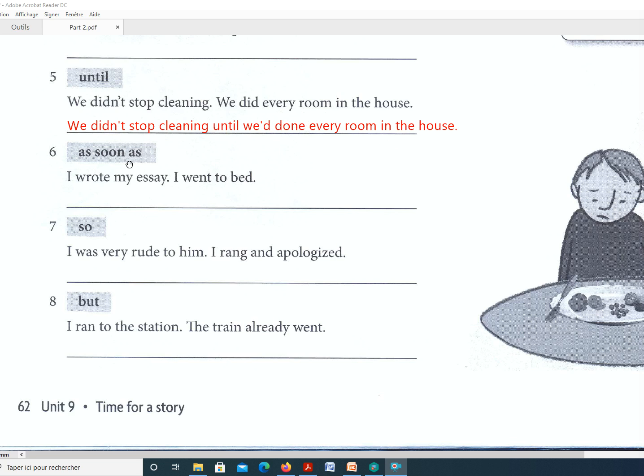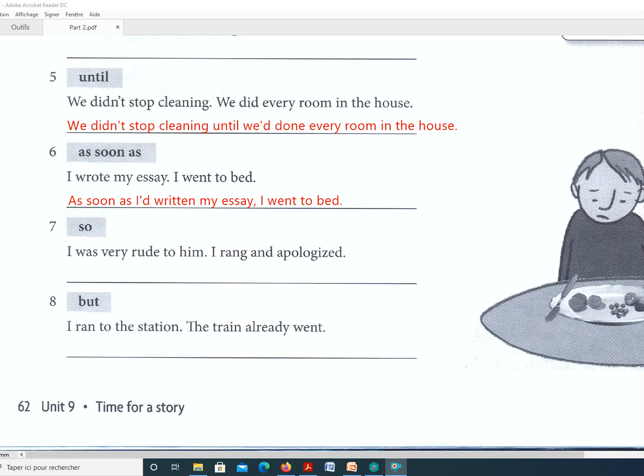Number 6, using as soon as. I wrote my essay, I went to bed. Which action happened first? Yes, this one, right? So wrote in the past perfect. As soon as I'd written my essay, I went to bed.